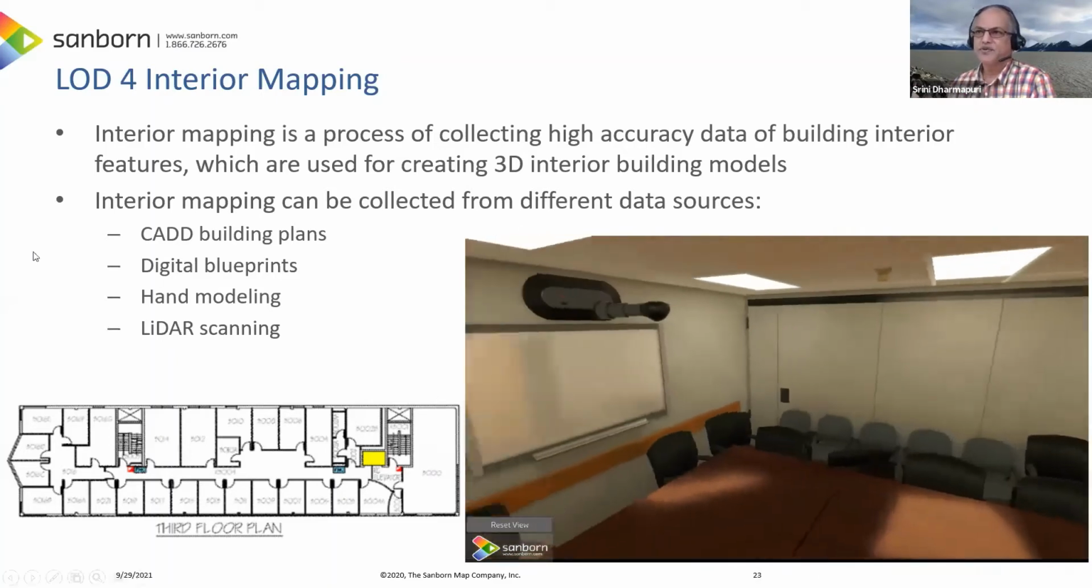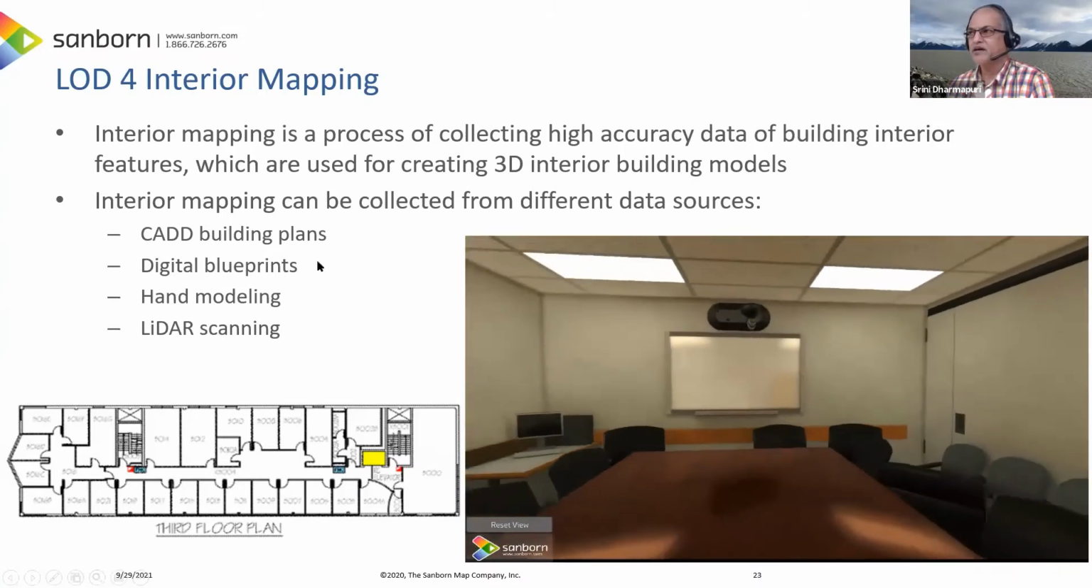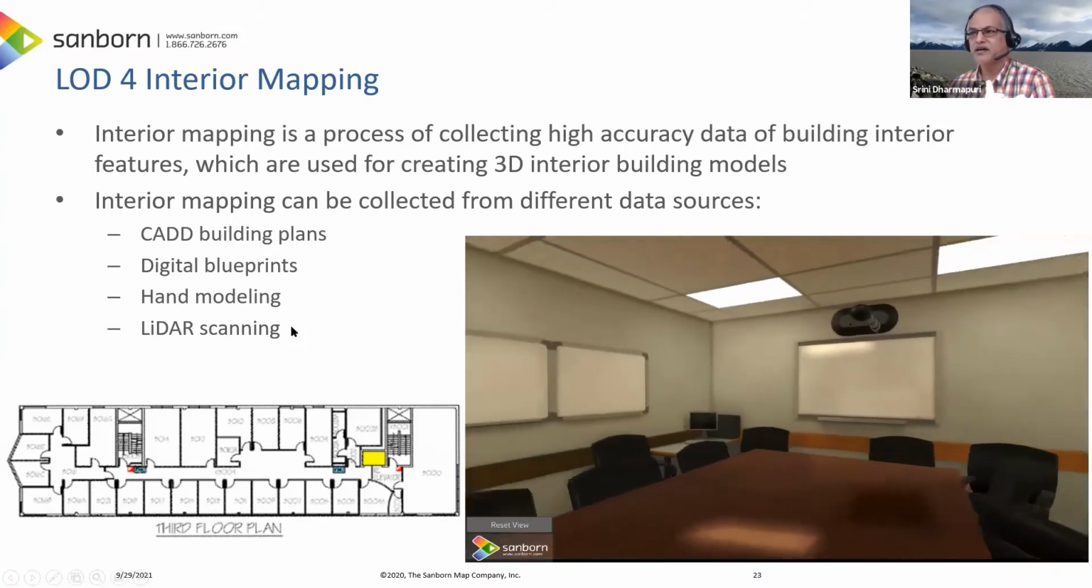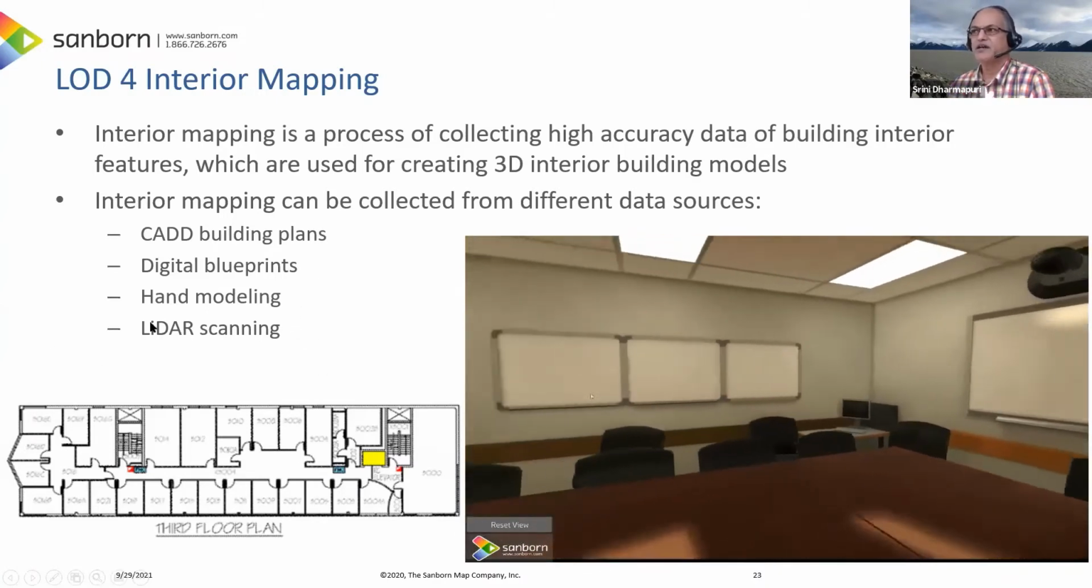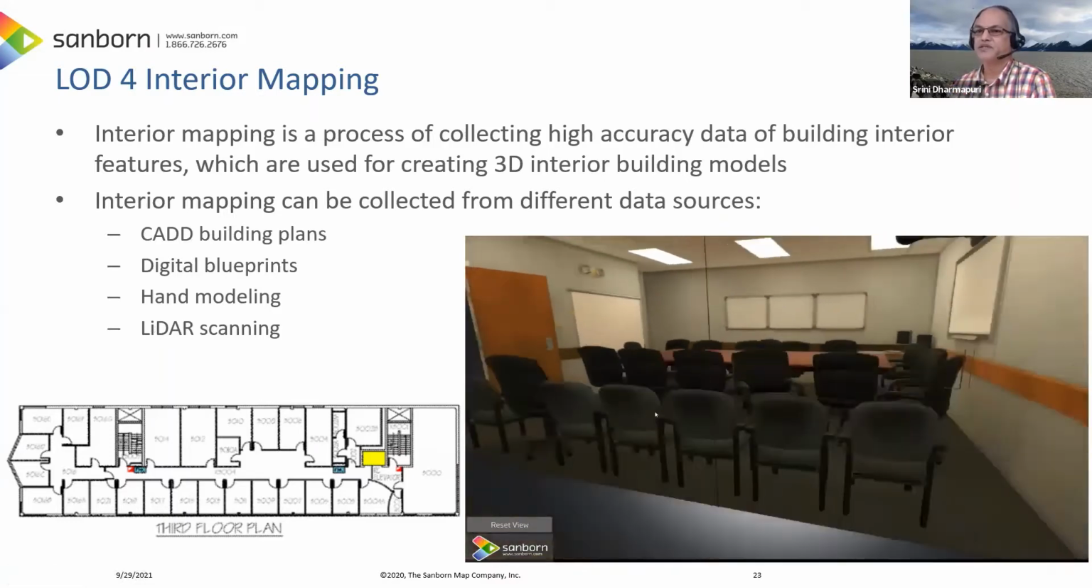So there are different ways interior mapping can be done. One is the CAD building plan, digital blueprints and modeling, and LiDAR scanning. Invariably, LiDAR scanning is a complete, or comprehensive, method to get the full information.